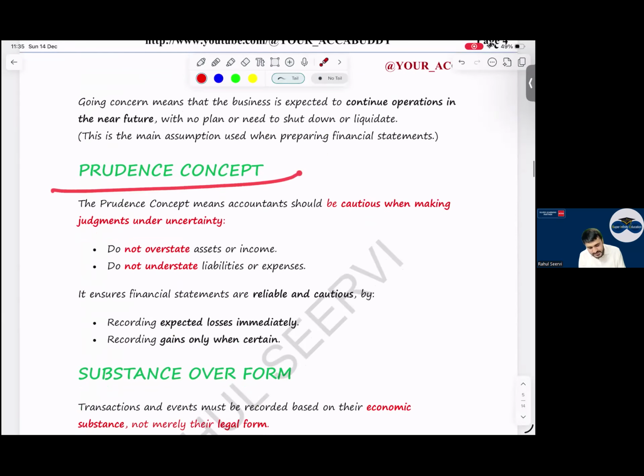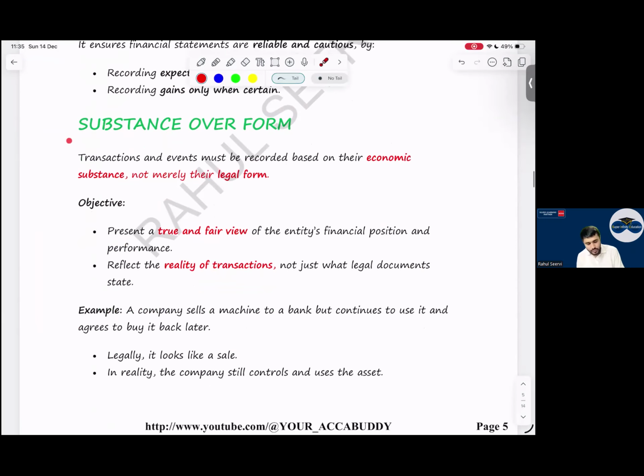What does prudence concept mean? Prudence concept means what? Do not overstate your asset or do not understate your liability or expenses. Simply, let me mention, sir, insurance. The insurance which you have to receive is 10,000, but you are recording 1 lakh rupees. Can I say you are manipulating the books? So prudence concept says what? Never overstate your asset or understate your liability. Simple.